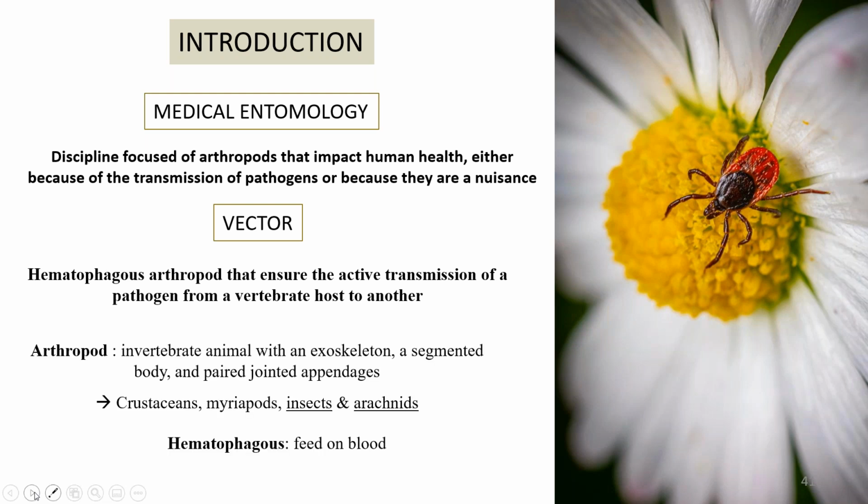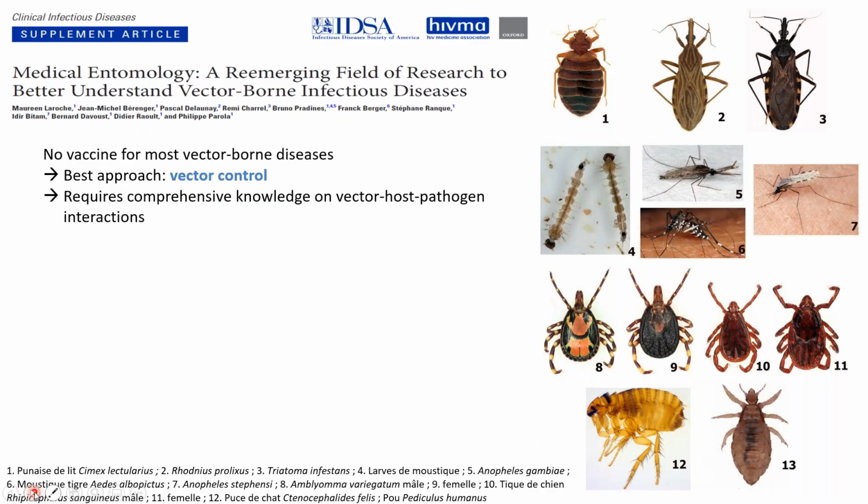And just a few more definitions. An arthropod, of course, is an invertebrate animal that has an exoskeleton, a segmented body, and a pair of jointed legs. And those we'll be mostly talking about are the arachnids, mostly ticks and chiggers, and insects such as mosquitoes, fleas, lice, etc. So the basis for all that is that there is no vaccine for most vector-borne diseases.